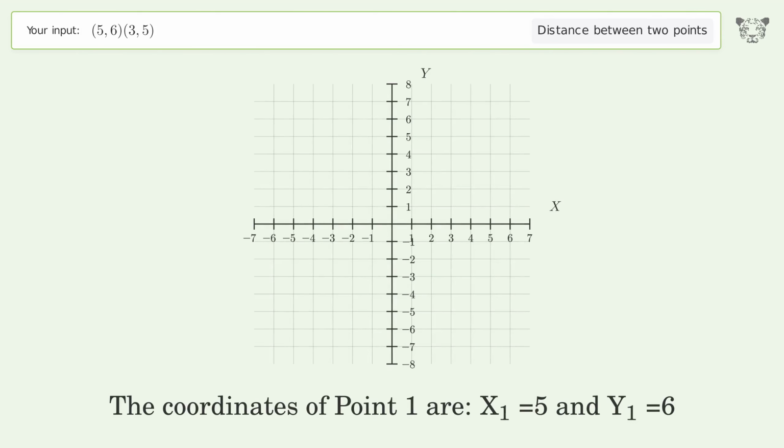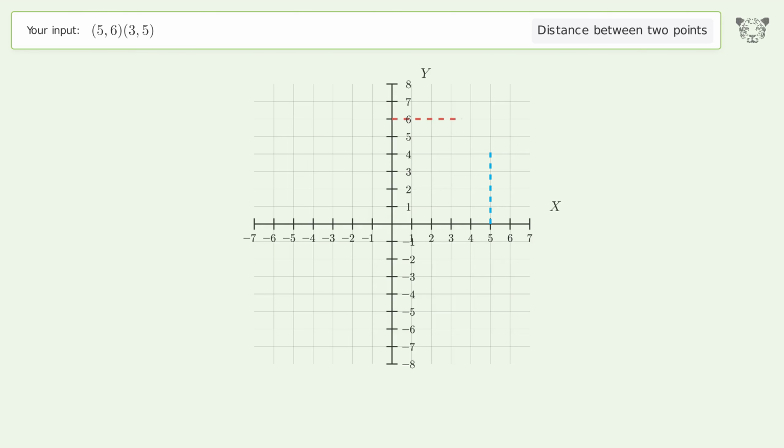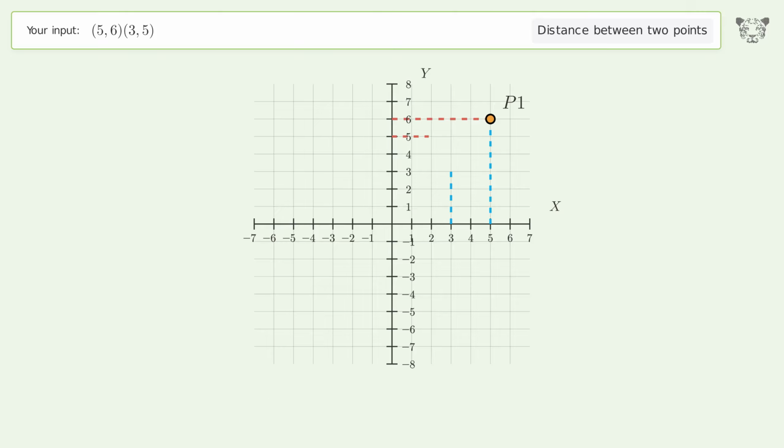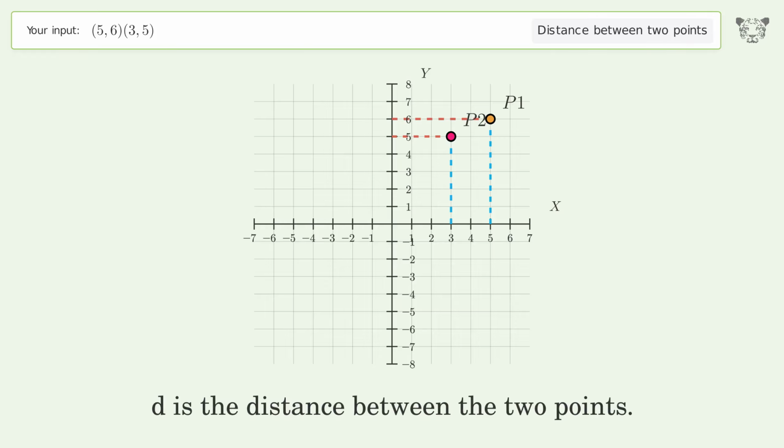The coordinates of point 1 are x1 equals 5 and y1 equals 6. The coordinates of point 2 are x2 equals 3 and y2 equals 5. D is the distance between the 2 points.